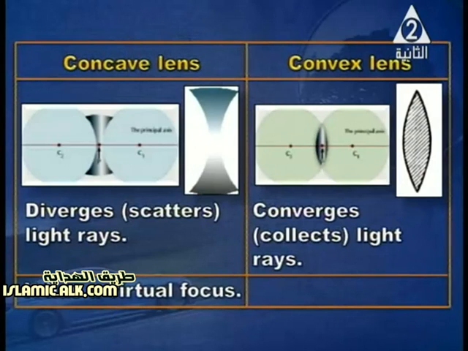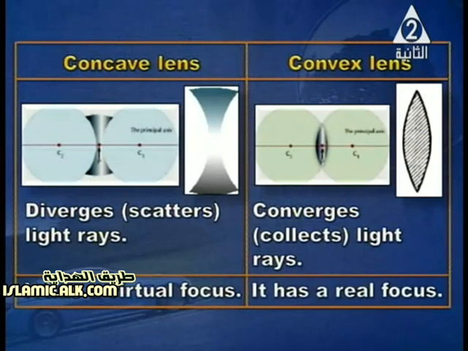The concave lens always has a virtual focus because it diverges the light rays, so the refracted light rays can't be intersected, while the convex lens has a real focus because it collects the light rays after refraction in a point called the real focus.